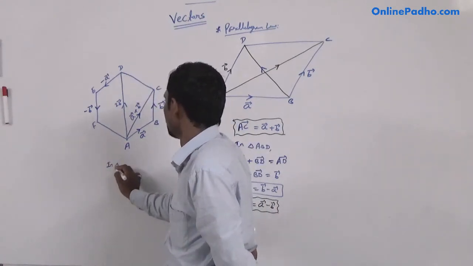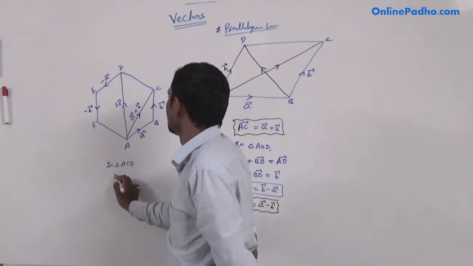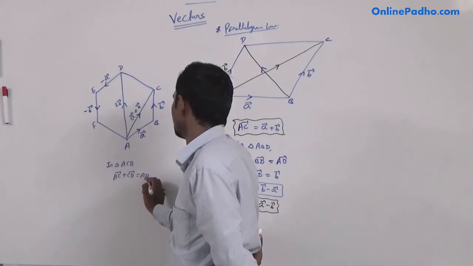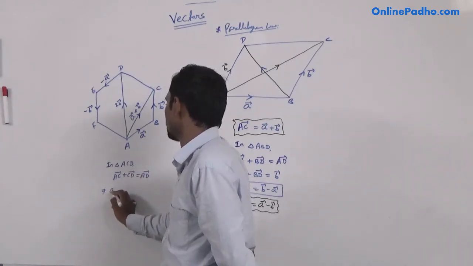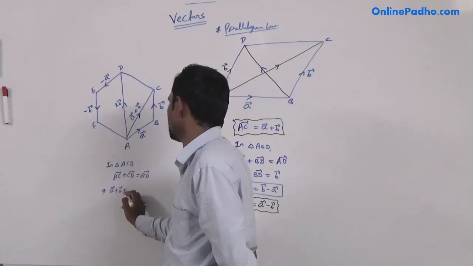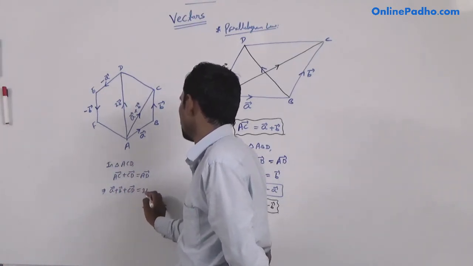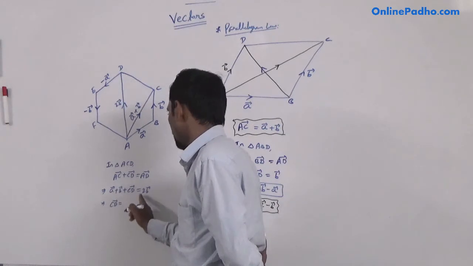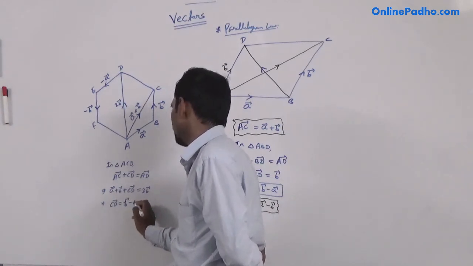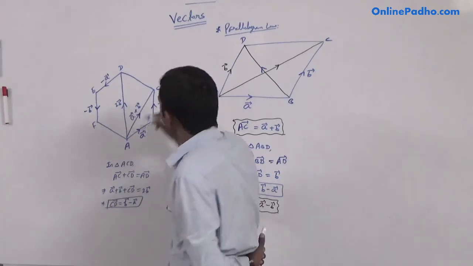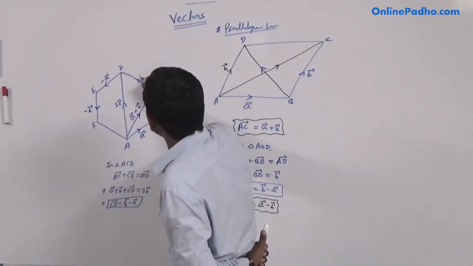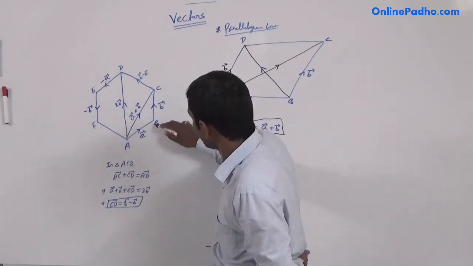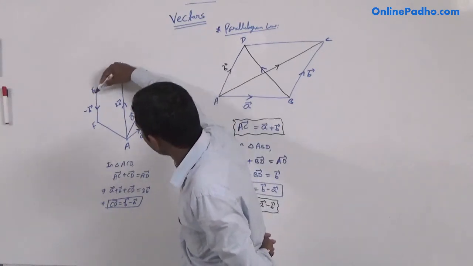Now, we have to find CD vector. So in triangle ACD, we can say that AC vector plus CD vector is equal to AD vector, right? Now AC vector can be written as A vector plus B vector, plus CD vector is equal to AD vector, which is 2B vector. So finally, CD vector will be 2B vector minus (A vector plus B vector), that is B vector minus A vector. This is called the CD vector, right?